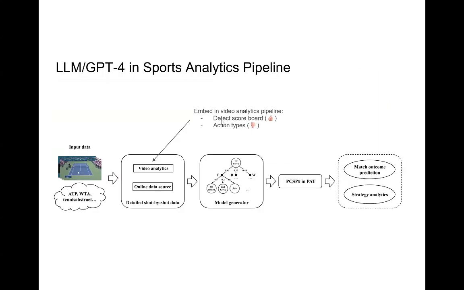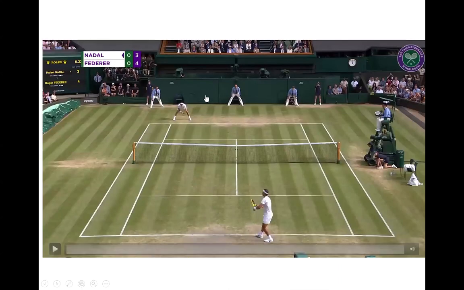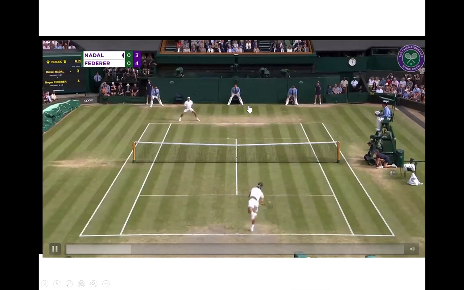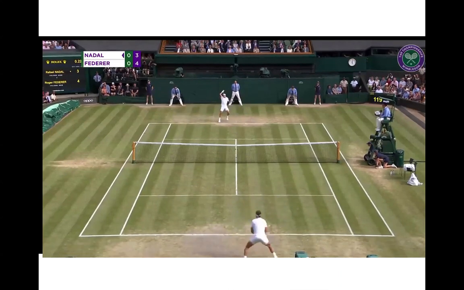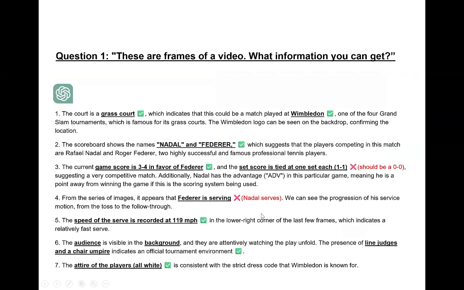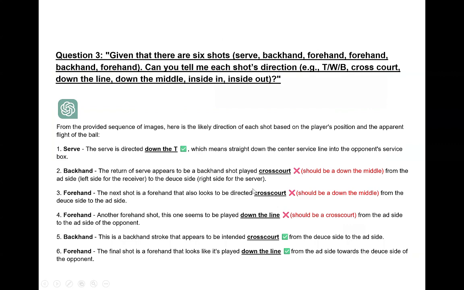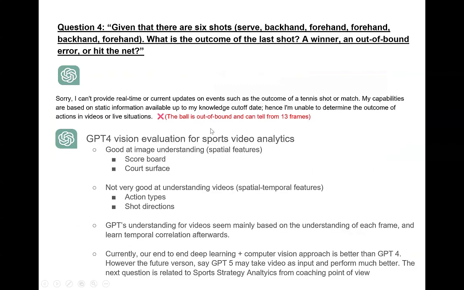But we are also using large language models to do video analytics. For example, we can divide the video into multiple frames. Take this particular action, for example, a Nadal and Federer rally. If we give this video to ChatGPT GPT-4 and ask for information, the general information is pretty good. It can recognize Wimbledon, grass court, Nadal, Federer, and the score. But for the detailed action recognition sequence, it only gets about 50% correct. The rest, GPT is just not good at it.